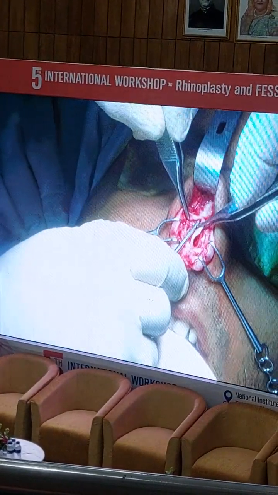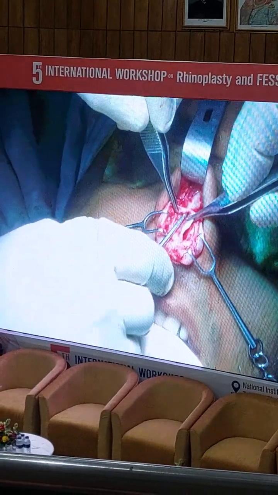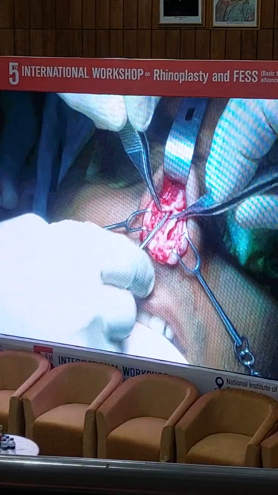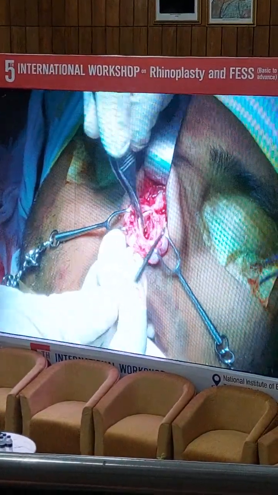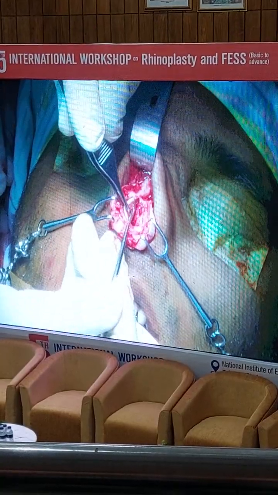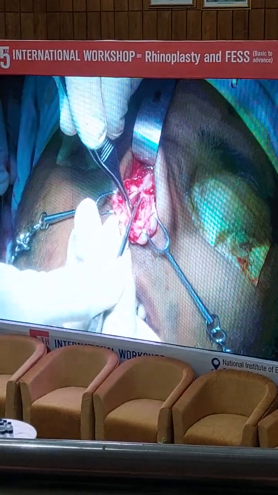Someone is obstructing the view. Periosteal elevator, this one. You can appreciate this one. Okay, and again on this side. Now the separation is being cut.